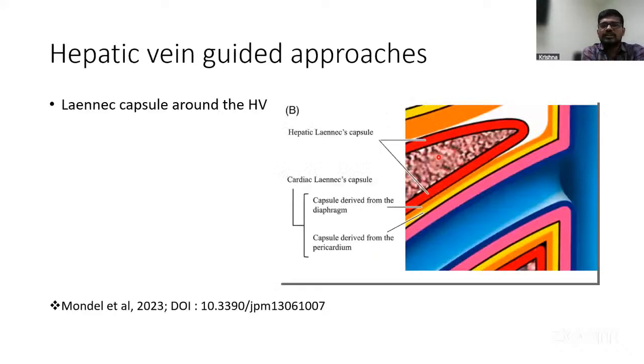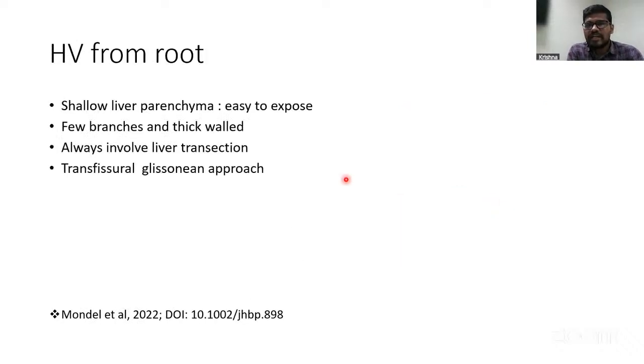So coming to hepatic venous guided approaches, we know that the Laennec capsule is all around the hepatic veins also. This is the hepatic Laennec capsule. Even on the hepatic veins, there is a Laennec capsule which is derived from the diaphragm and the pericardium. So there are gates between the Laennec capsule and the hepatic veins also. The advantages of hepatic vein guided approaches are that the liver is shallow here and it is easy to expose the hepatic veins at the roots. There are few branches and they are thick walled. These approaches will always involve a small liver resection and they are usually transfissural Glissonian approaches.